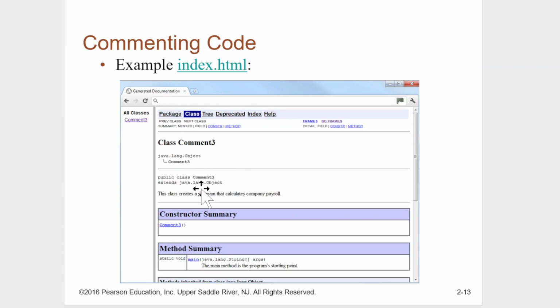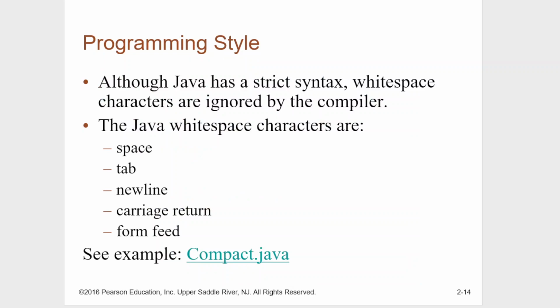So class comments, public class: this class creates a program that calculates company payroll. It builds all this out for you, so it can be good for documentation, especially when you're working with a bigger group. Not something you'll have to worry about within this course, but if you were a developer, this kind of document might save you time on your documentation, when nobody likes documentation.